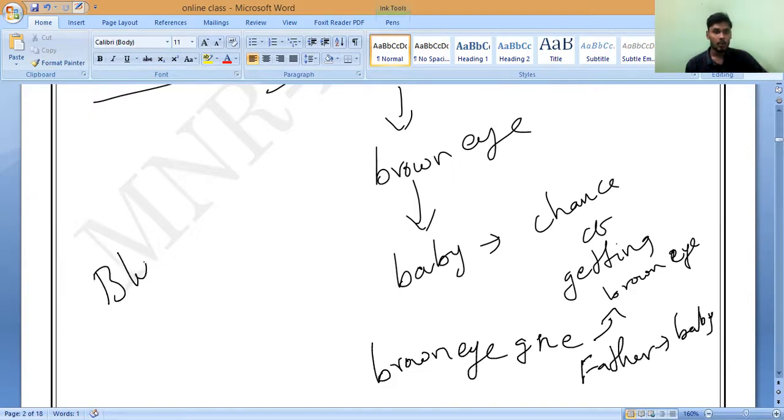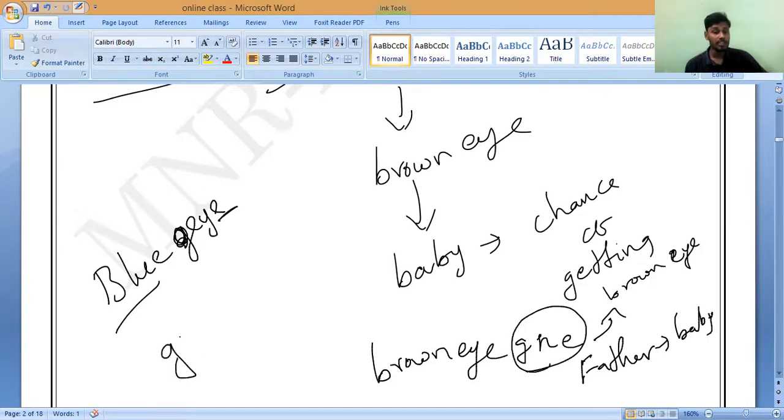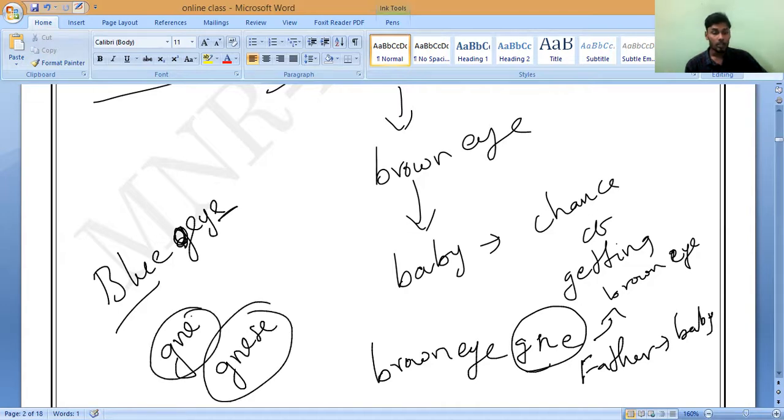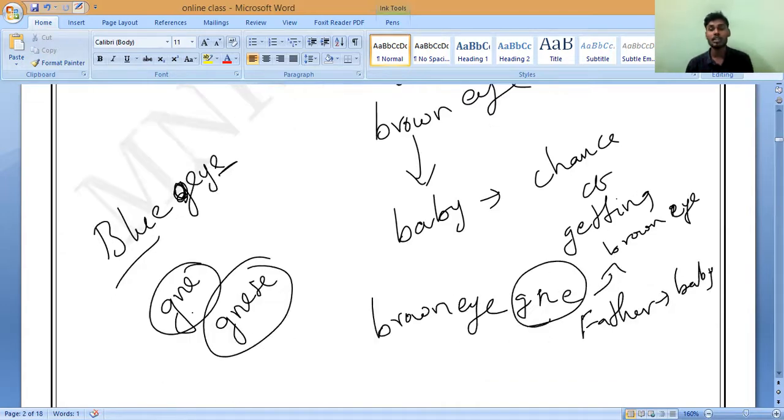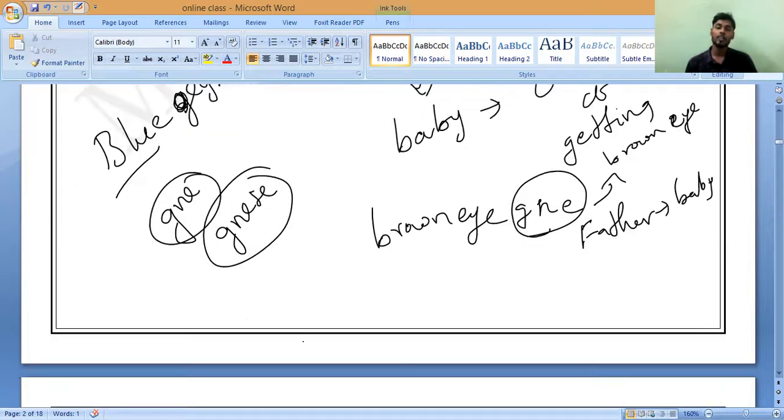Somebody is having blue eyes. Have you noticed it? Blue eyes. So this blue eye means the blue gene. Gene is a what? Singular form of genes. So many genes will be transferred. Gene is a singular form, and genes is a plural form. So a blue color gene or brown gene is transferred from father. That is why the baby also has a chance of getting brown eyes. Is it yes or no?